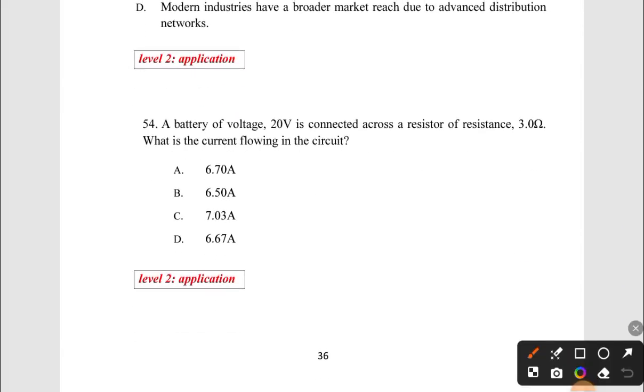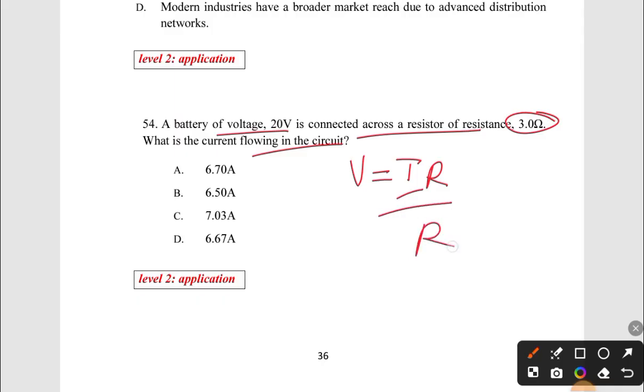54. A battery of voltage 20 volts is connected across a resistor of resistance 3 ohms. What is the current flowing in the circuit? Now, potential difference equals current times resistance, V equals I R. The question is asking us to find current, so we divide both sides by R. R cancels R. So I equals V over R.